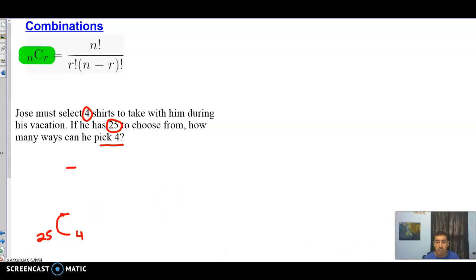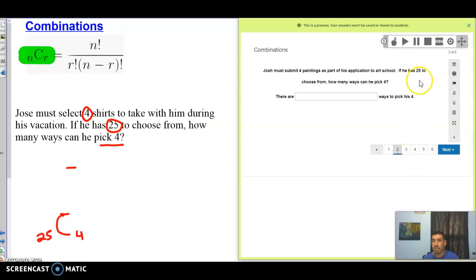So now let me show you how to solve this problem. Okay? When you're working on your assignment and you get to these combination problems, your screen is going to look something like this. Look at the right side. The right side is Schoology. The left side is the example. Okay? I'm sharing a screen. So right here in the middle, that's the division of both screens.